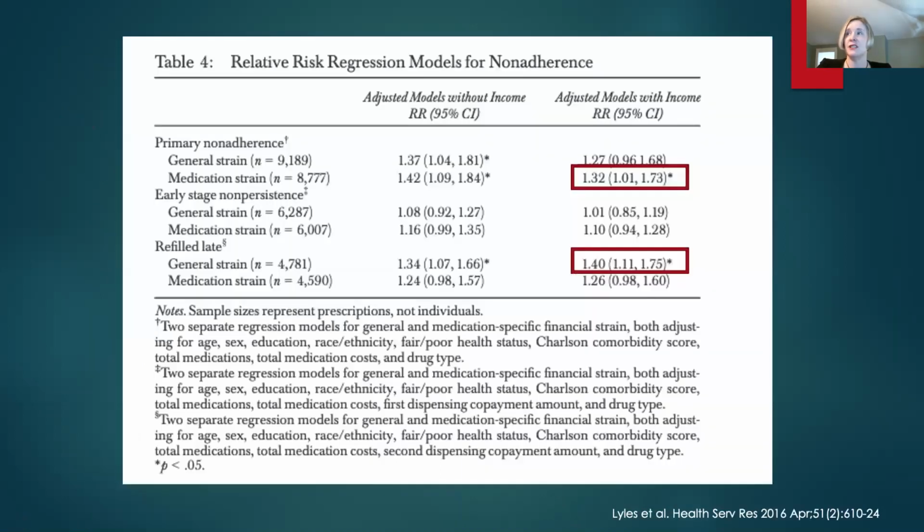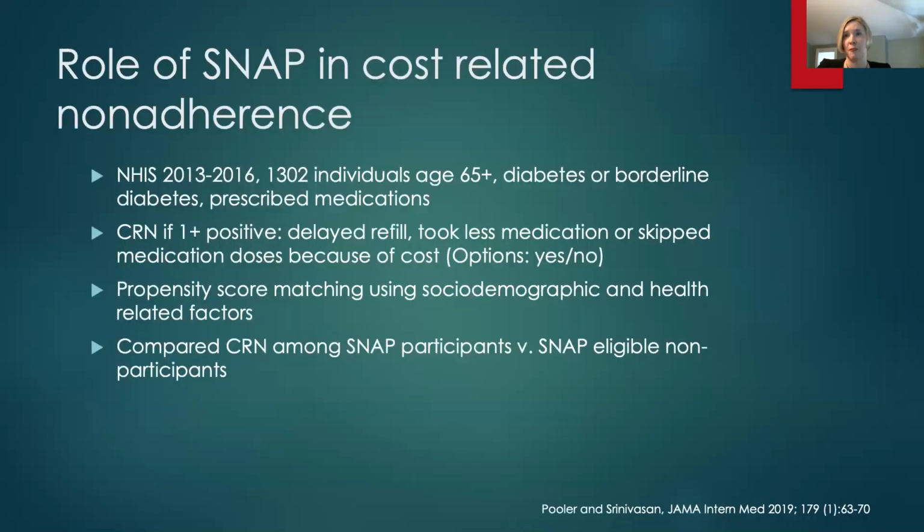And interestingly, they found that medication-specific strain was most associated with never filling a medication in adjusted models, whereas general financial strain was most associated with refilling medications late. Nonetheless, both measures of strain were associated with some measure of medication underuse.